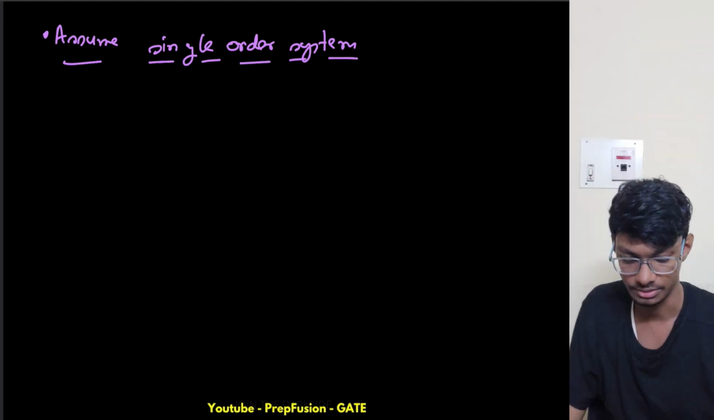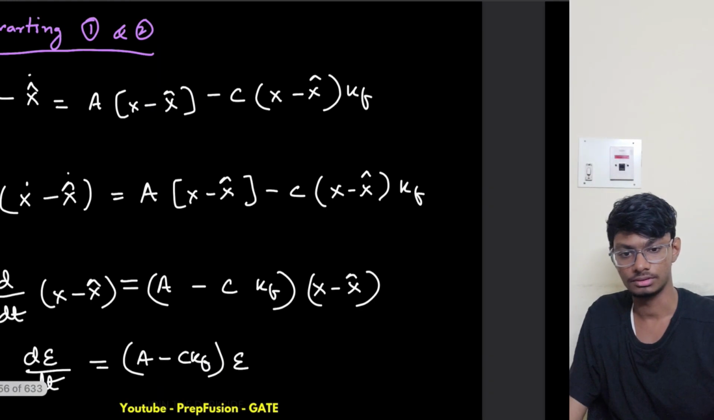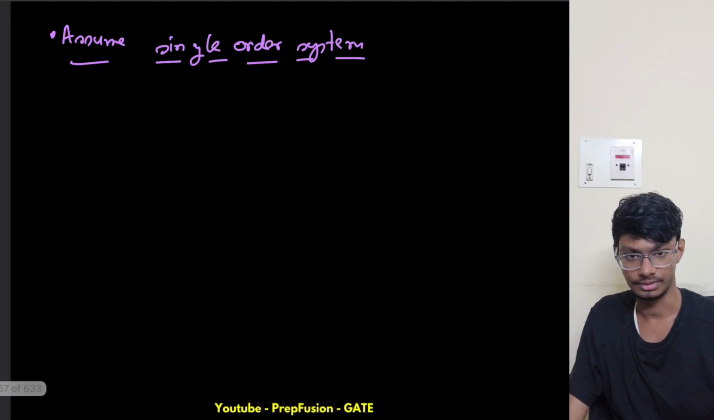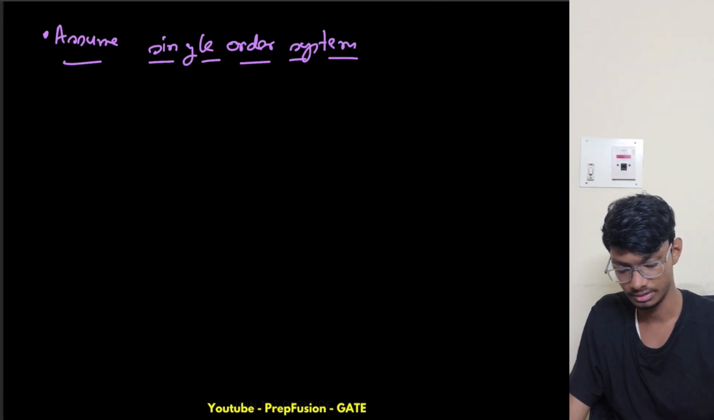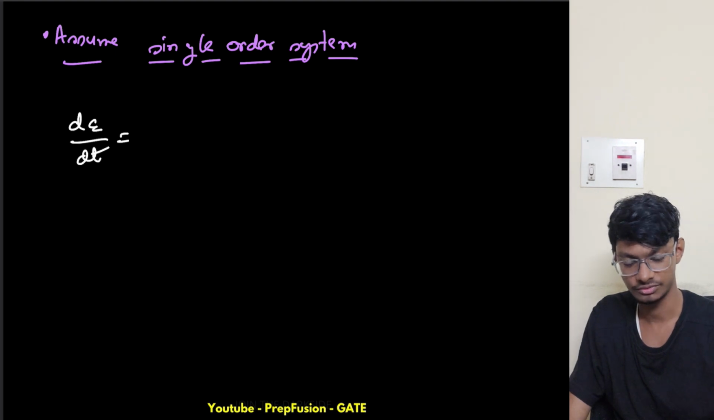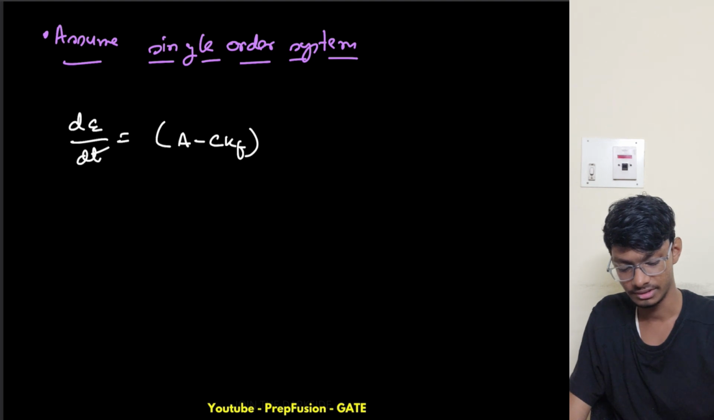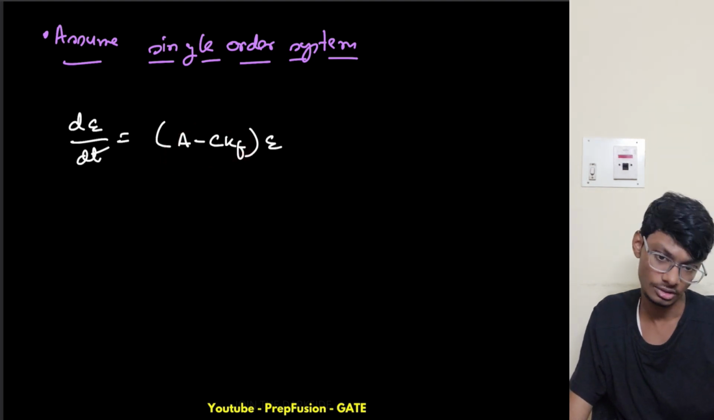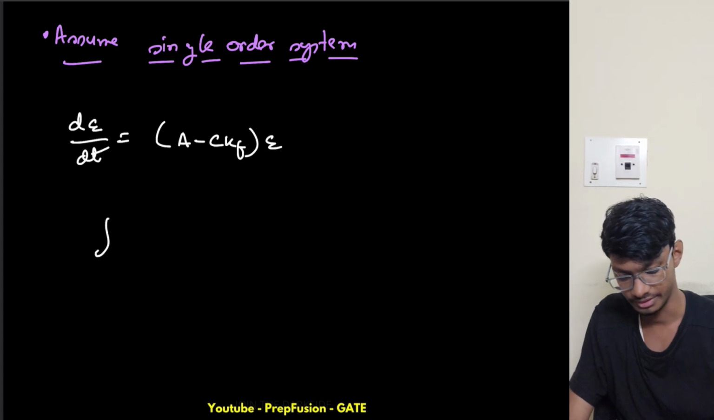So if it is a single order system, the elements will be only a single element, a minus ckf. So instead of a matrix, I can simply solve this differential equation, which we have solved in class 10, I think, I don't remember. A minus ckf is just a single element. So if I solve this differential equation, what do I get?